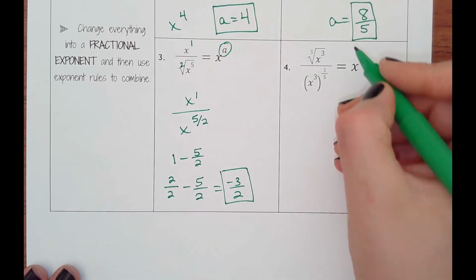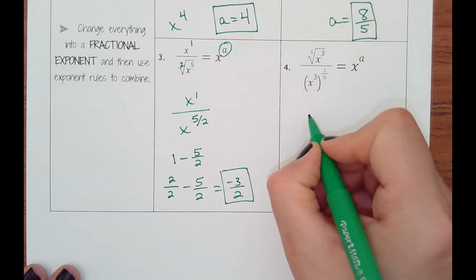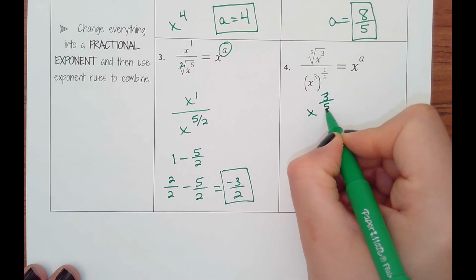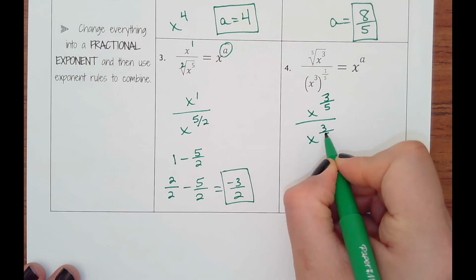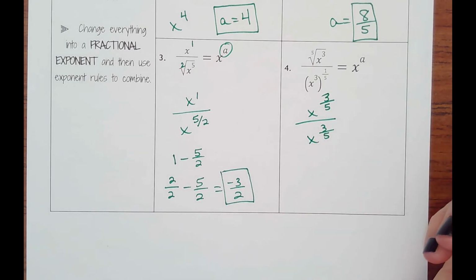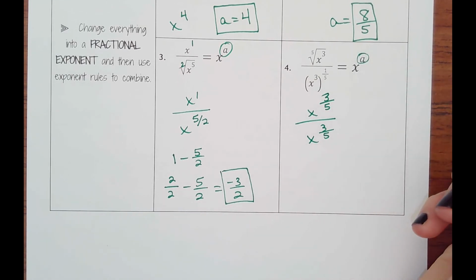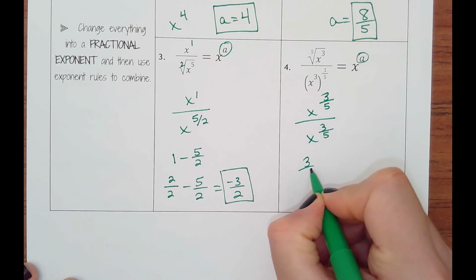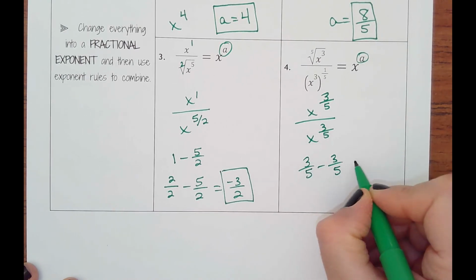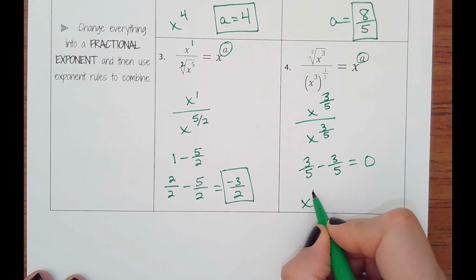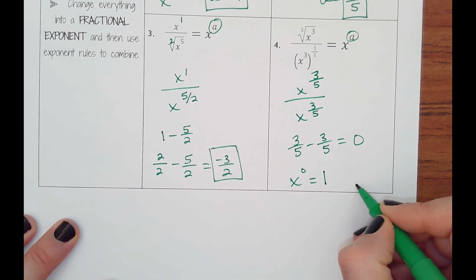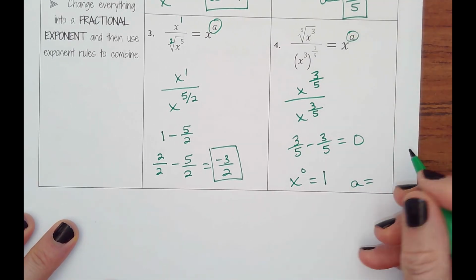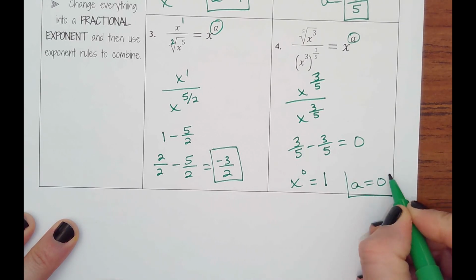And on number 4, rewrite this as x to the 3/5 divided by, this would be x to the 3/5. Something divided by itself makes 1, but again, they're wanting what the power is. And so I'm really doing 3/5 minus 3/5. Something minus itself is 0. So this is really x to the 0 power, which equals 1. Anything to the 0 power is 1, but they want us to know that a, the value of a, the power, is actually 0. Tricky, tricky.